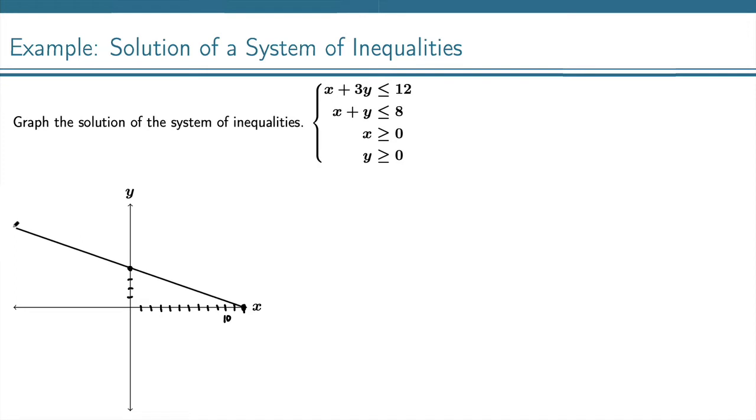So there's the line. It's less than or equal to, so it's a solid line. And if you just plug the point (0, 0) in as a test point, you see that (0, 0) works in the inequality. You get 0 is less than or equal to 12, which it is. So we are looking below this line.